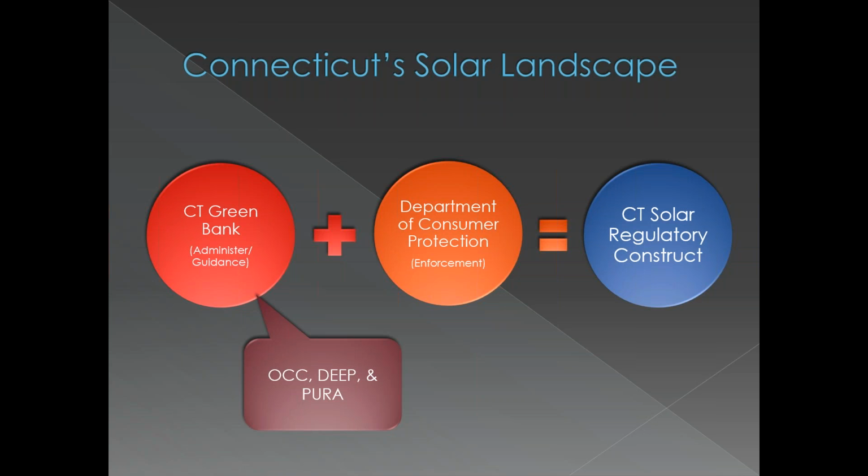I think you sort of have to understand how we have a regulatory construct that's a little bit unique. The Connecticut Green Bank is the nation's first green bank, and they define that as an entity that accelerates the deployment of clean energy using limited public dollars to attract private capital investment in clean energy projects. And they strive to make energy more affordable and accessible to consumers. So the Connecticut Solar Program is administered and managed largely by the Connecticut Green Bank, but the Green Bank is a quasi-public agency, so it's not a regulatory agency.